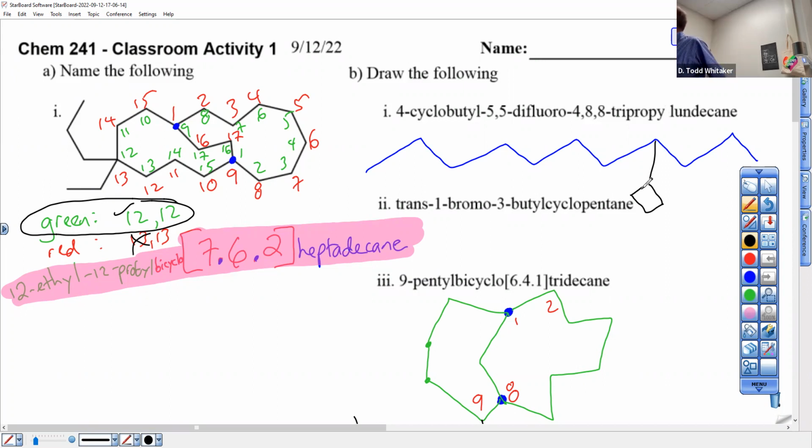And what else we got? We got fluoros on 5, 5. That's 2 fluoros on 5. That's 5 over there. 4, 5, 6, 7, 8.